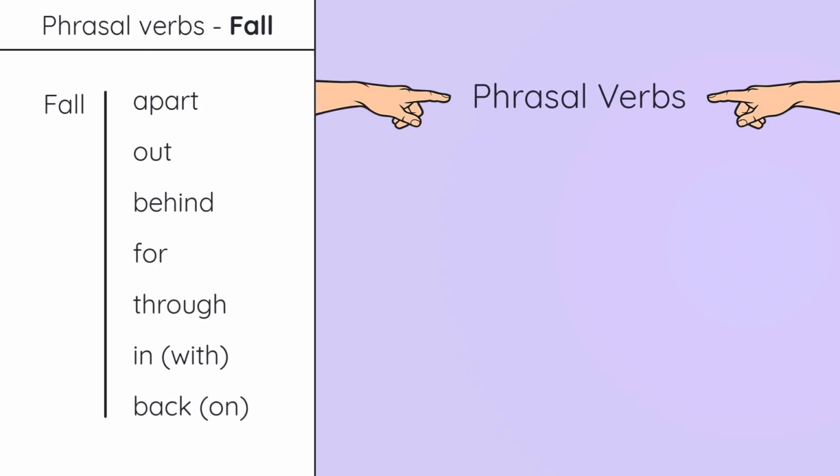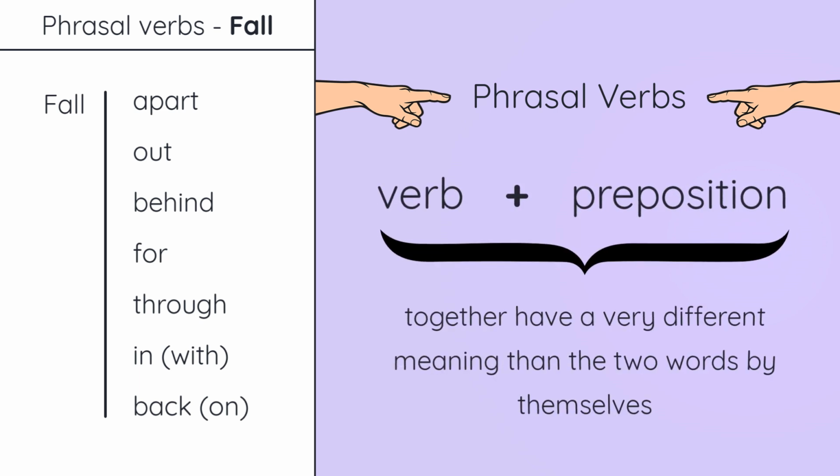In today's lesson, we are going to look at phrasal verbs again. I know everybody likes this. So again, what are phrasal verbs? Phrasal verbs are a combination of a verb and a preposition that together have a very different meaning than the two words by themselves. Today's phrasal verbs are going to be with the verb fall.